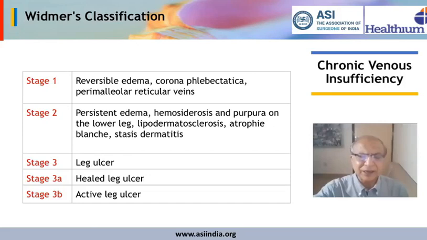Leg ulcer is Stage 3. If it is healed, then 3A; active leg ulcer, 3B. You like this classification? Fair enough. It's simpler. It's just Stage 1, 2, and 3.